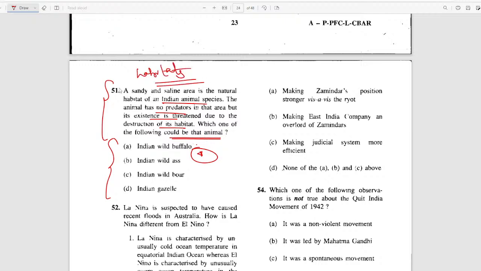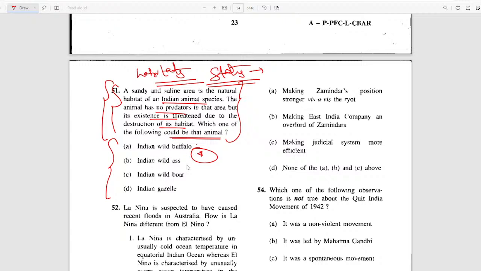So we have to be able to identify an animal using this description itself. And the same type of question is also asked to find out the states. They'll give you, for example, the climatic conditions and the rainfall of that state, and they'll ask you to guess the state. So please go through these main animals that are there.